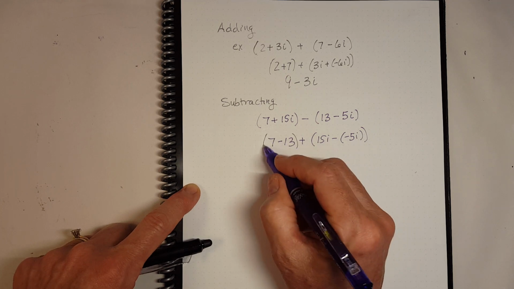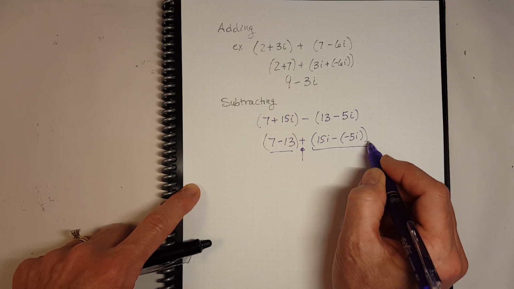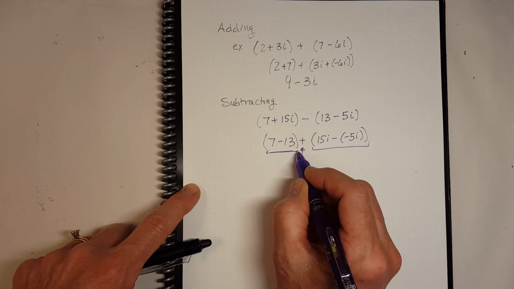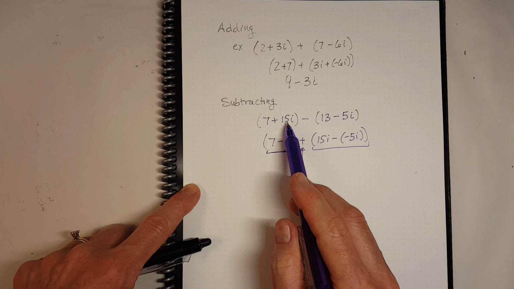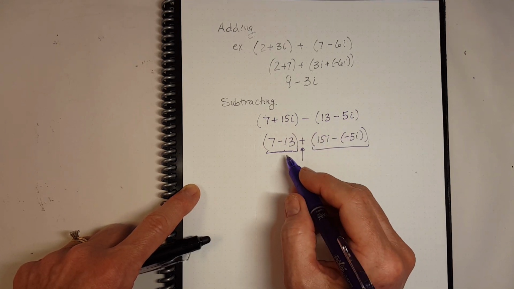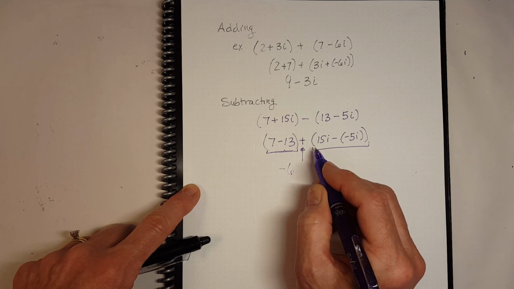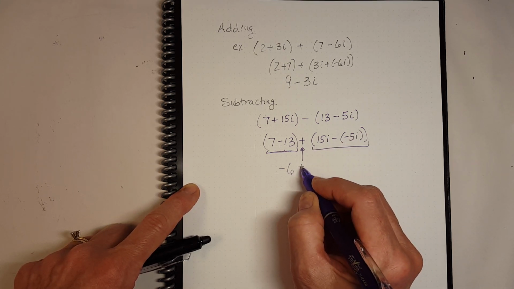Okay, so you do your real, you put a plus in between, and then you subtract your imaginary. So you subtract the real parts, 7 minus 13, and then you subtract your imaginaries, 15 minus a minus 5, and you have a plus in between them. So we have minus 6, and then 15i minus a minus 5i is going to be plus 20i.